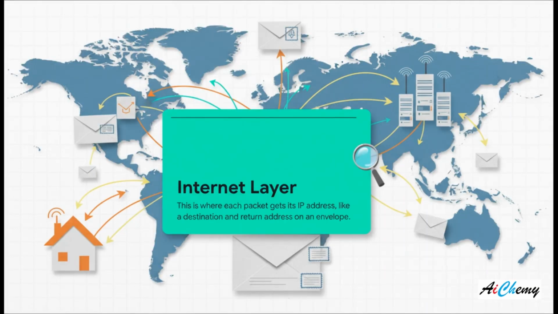All right, now for maybe the most important part of the outfit, the address. The internet layer stamps each and every packet with a destination IP address. That's the unique address of the server it's headed to, and a source IP address, which is your computer's address, so the response knows exactly where to come back. This is the IP in TCP/IP, the global postal code of the entire internet.